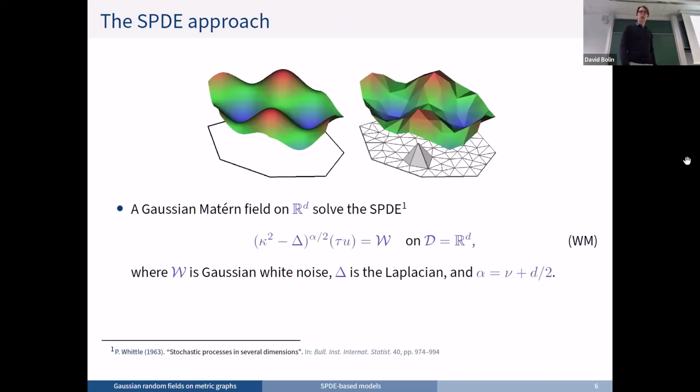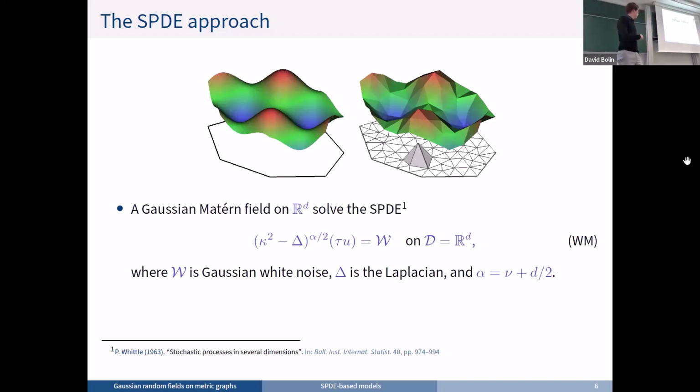So a popular approach to deal with this is the so-called SPDE approach. This is based on a well-known fact that Gaussian processes with these Matern covariance functions, if you look at those on R^d, can actually be viewed as solutions to this fractional order stochastic PDE. So W here on the right-hand side is white noise, and kappa is the same spatial range parameter as in the covariance function. The fractional power in the operator is linked to the smoothness parameter nu that we had for the covariance function, and delta is the Laplacian.